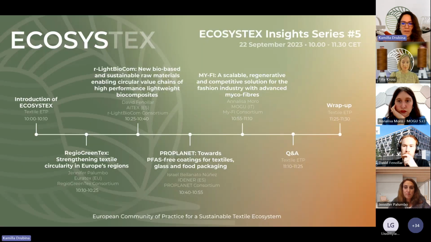And with that, without further ado, I'm bringing back the agenda to see the first presentation. I'm inviting Jennifer Palumbo from Eurotex, who's going to tell us a little bit about what RegioGreenTex is up to, how they are strengthening textile circularity in Europe's regions.